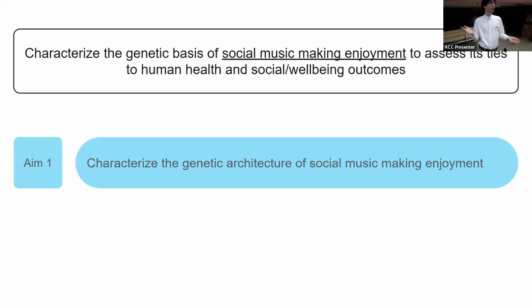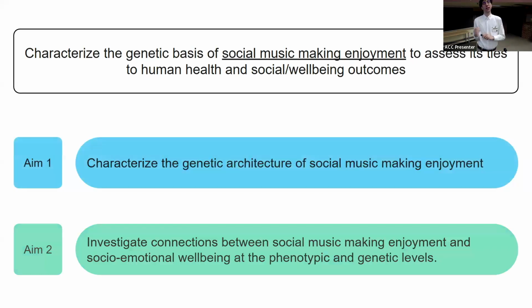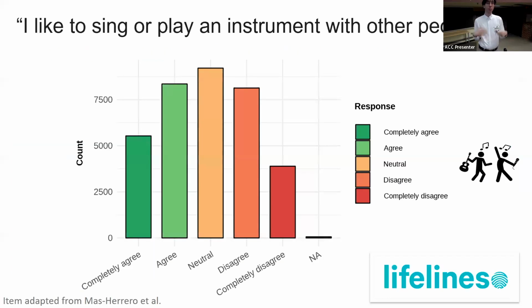My first goal for today is to talk to you a little bit about how we characterized the genetic architecture of social music making enjoyment. Then we'll delve into the ties with social and emotional well-being outcomes that we can find. As part of our work, we have a highly collaborative lab, as you can imagine, for this kind of work.